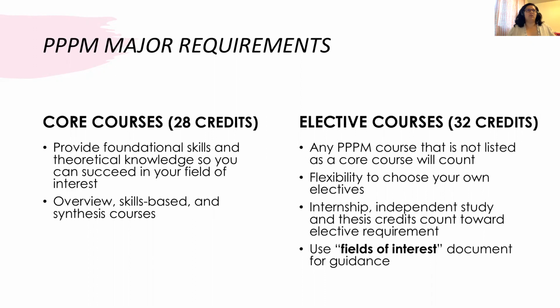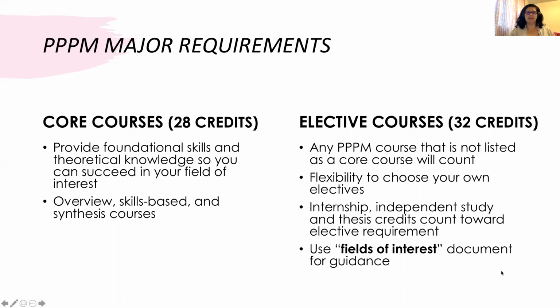So going back to major requirements, you have 28 core credits, which are the core courses for the major. The purpose of these core courses is to provide you with foundational knowledge and skills so that you can succeed in your field of interest. So if you're interested in nonprofit administration, for example, or if you're interested in arts and cultural leadership, the core classes are going to prepare you to succeed in those areas because it's going to provide you with important skills and theoretical knowledge. The elective courses make up 32 credits.